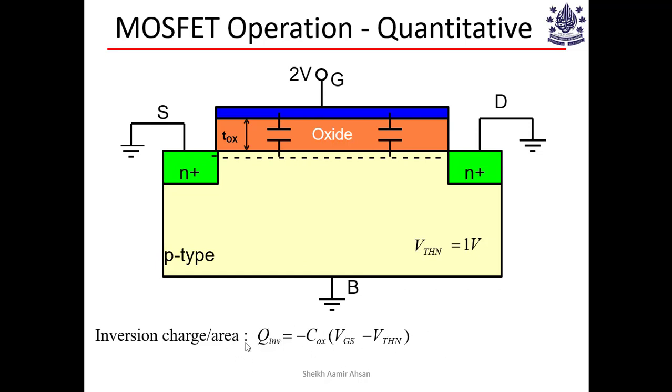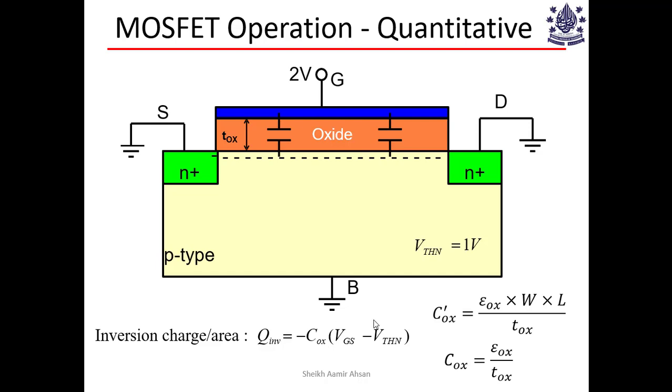And note that this equation is only valid for voltages greater than threshold voltage. For voltages less than threshold voltage, this equation tends to break down. But for VGS equal to VTHN, it does give us a fair idea that the channel charge practically goes to zero or negligible, right? VGS equal to VTH, channel charge per unit area goes to zero.